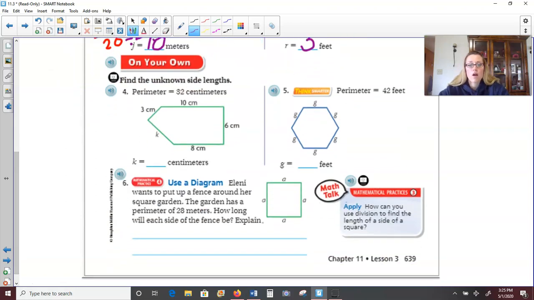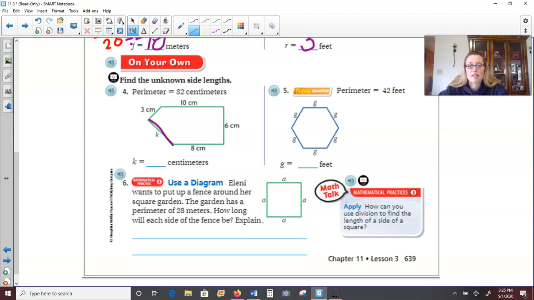All right, on your own, as always, you can pause the video and give it a try. See how you're doing, if you're understanding the lesson so far. On number 4, the perimeter is 32 centimeters, and we need to find the length of side K.